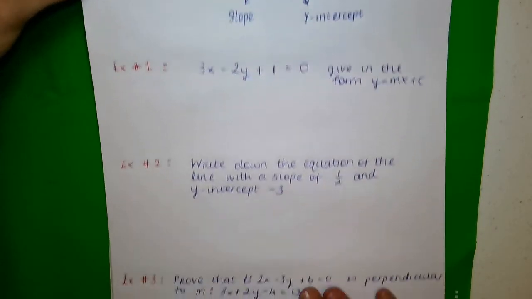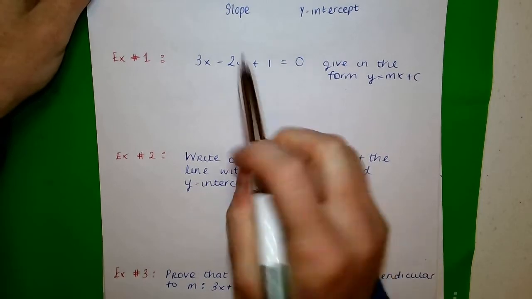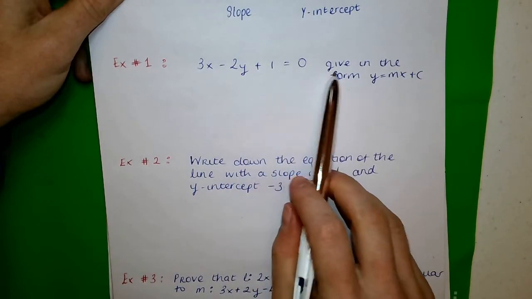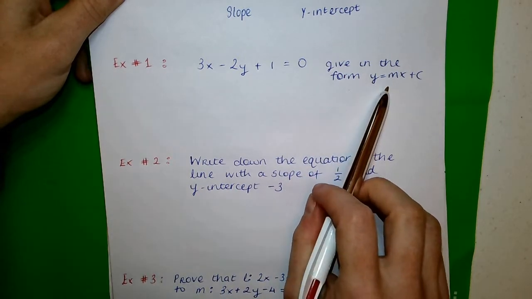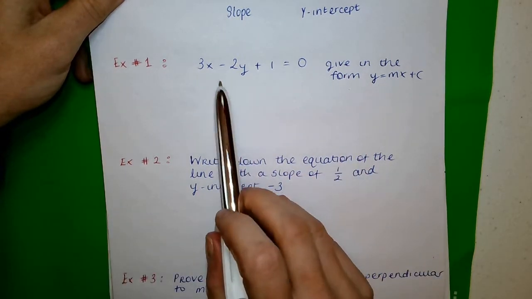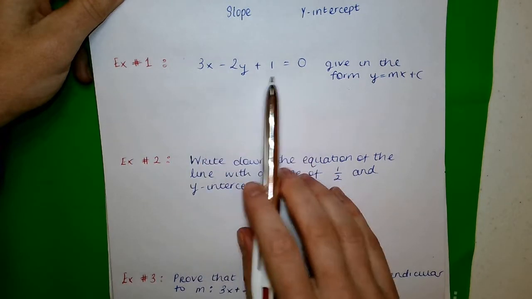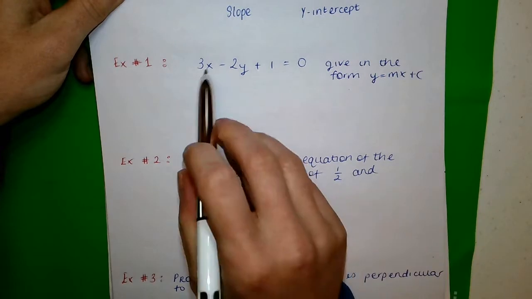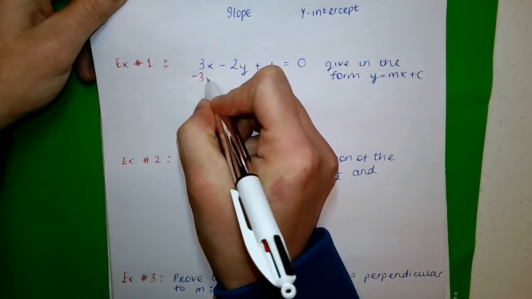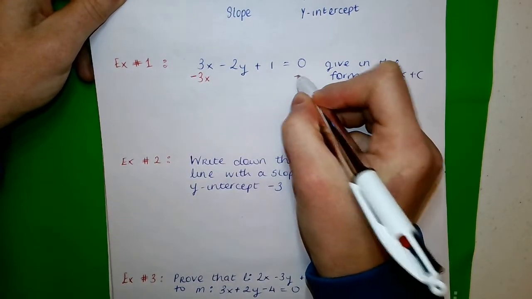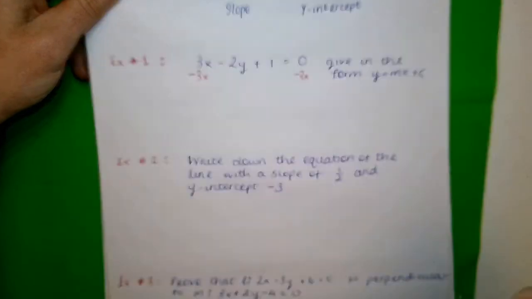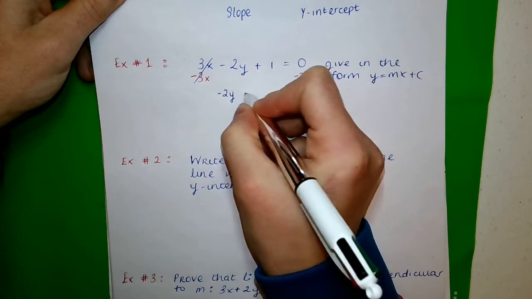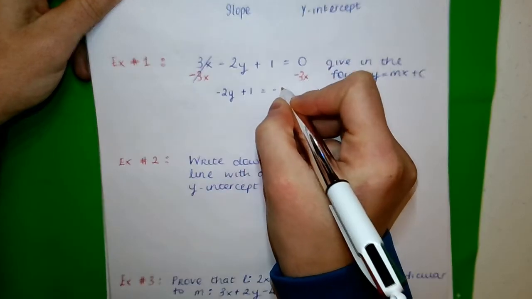Okay, so we're going to start off with example number 1. It says here 3x minus 2y plus 1 equals 0, give in the form y equals mx plus c. So all we're going to do is remove everything from the left hand side of the equal sign except for the y. I'm going to start off with the 3x and I want to get rid of it, so I'm going to take 3x away, and whatever I do to one side I must do to the other. So I've just taken 3x away from both sides and I'm left with minus 2y plus 1 equals minus 3x.